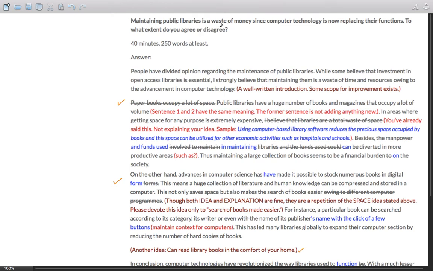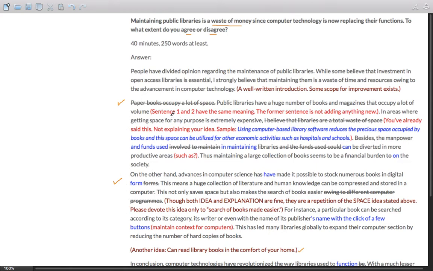Maintaining public libraries is a waste of money since computer technology is replacing their functions. To what extent do you agree or disagree? So the question is on your opinion, and the student has opined that I strongly believe that maintaining them is a waste of time and resources owing to advancement in computer technology. Though the introduction can be improved a bit, the focus here is not on the introduction, the focus here is on the body paragraphs.